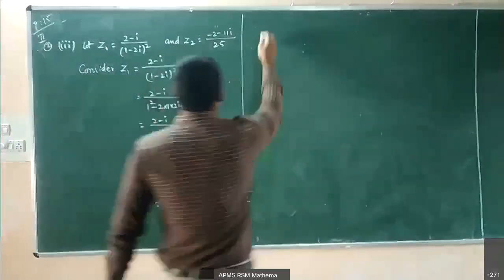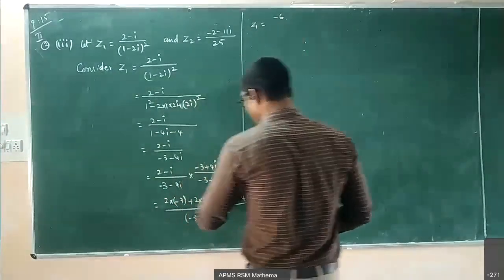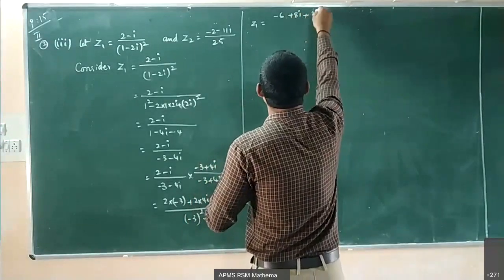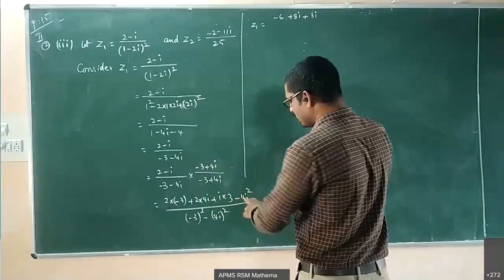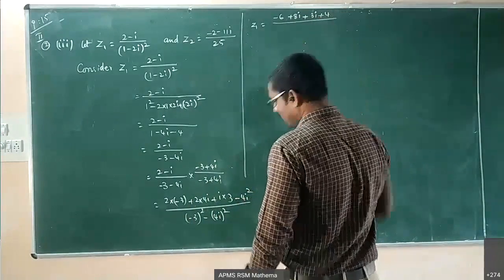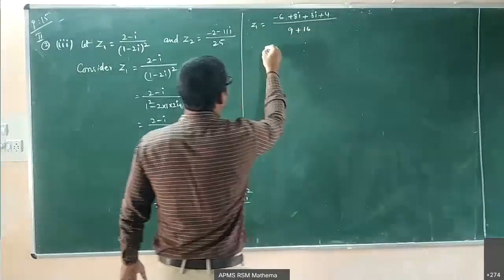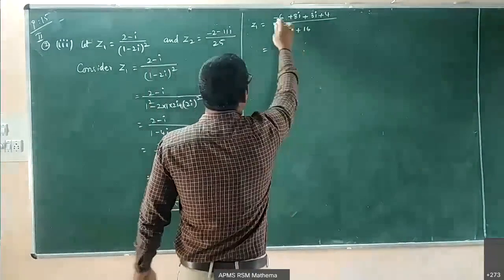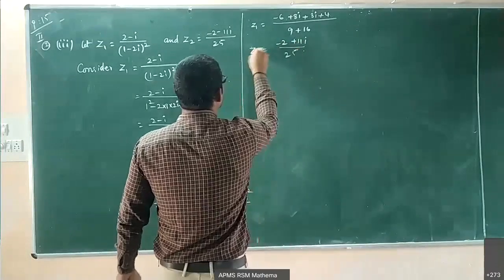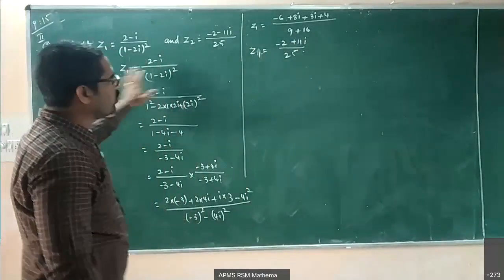Now, simplifying the numerator, 2 into minus 3 is minus 6, 2 into 4i is 8i, plus 3i. i square is minus 1, so minus 1 into minus 4 is plus 4, and 8i plus 3i is 11i. Minus 3 square is 9 plus 16, which is 25. So minus 6 plus 4 is minus 2, plus 11i, by 25. So we simplified the given Z1 and arrived at this.